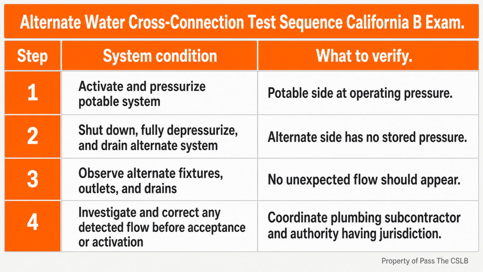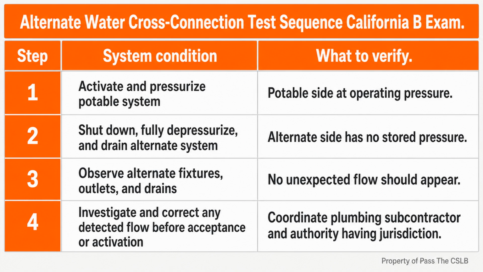I treat this as a project coordination milestone, not a last-minute paperwork item. The plumbing subcontractor, the authority having jurisdiction, and the people responsible for the alternate water system need the correct system states and access to perform the test. The general B contractor needs to schedule that work before closeout pressure makes correction expensive.